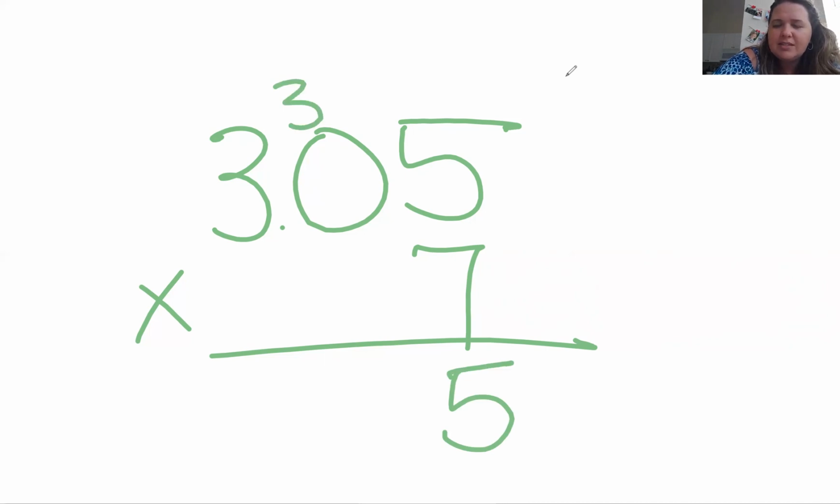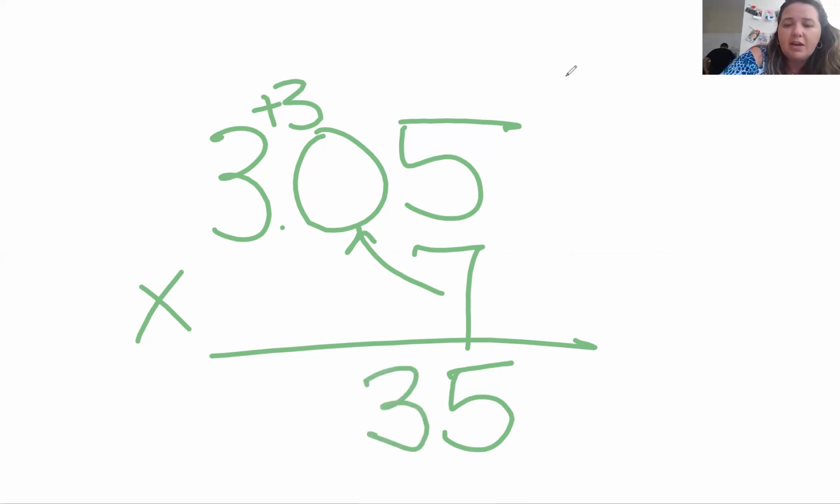Okay? 7 times 0 is what? 7 times 0 is 0, right? I can't do 7 times 3. That's not part of it. I have to do 7 times 0, and then I add that 3, okay? So 7 times 0 is 0, plus 3 is 3. I bring down my decimal point.